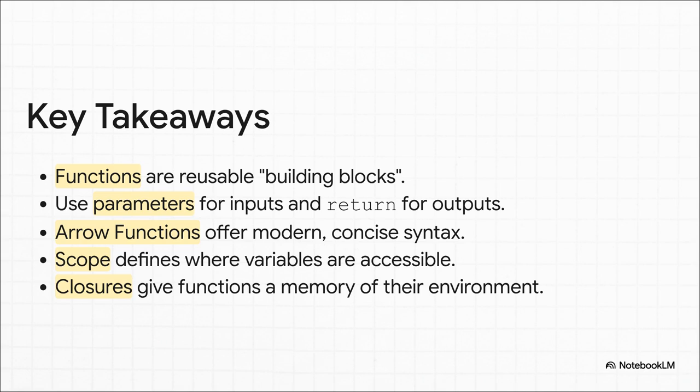So let's do a quick lightning round recap. Number 1, functions are your reusable building blocks. Number 2, you use parameters for inputs and return for outputs. 3, arrow functions give you a beautifully clean, modern syntax. 4, scope acts like walls, defining where your variables can be accessed. And 5, closures give your functions a special memory of the environment where they were created.